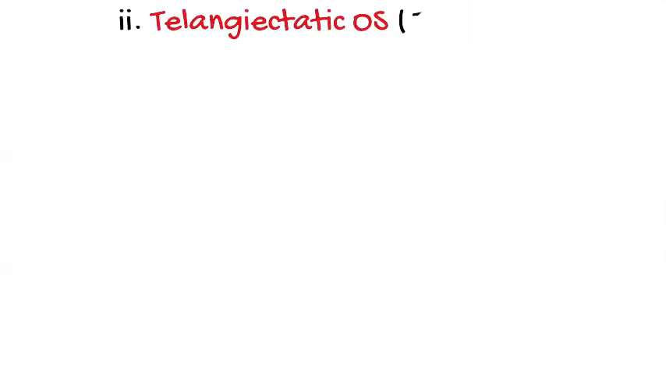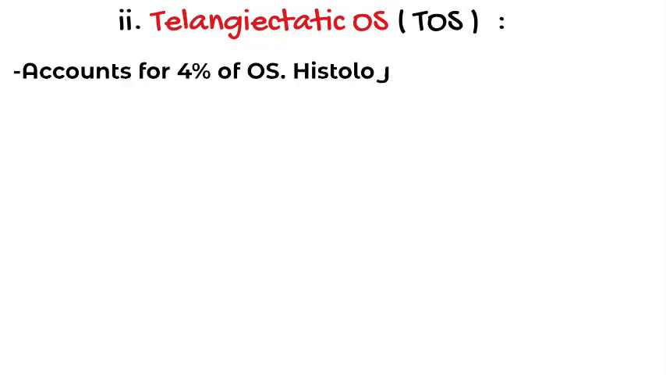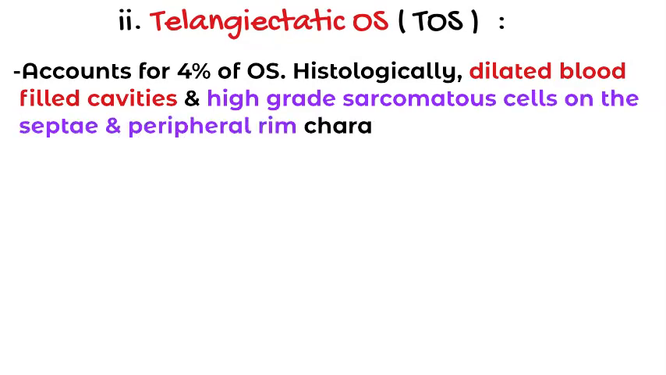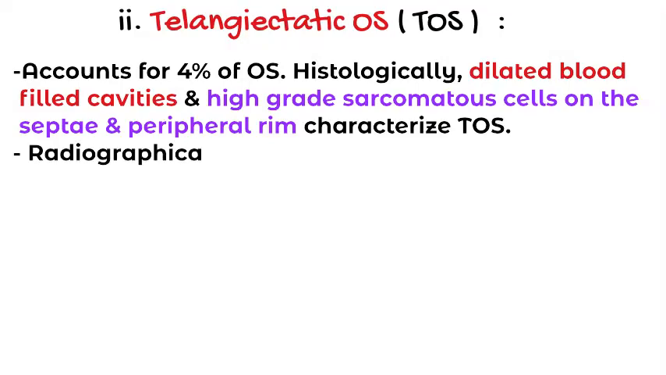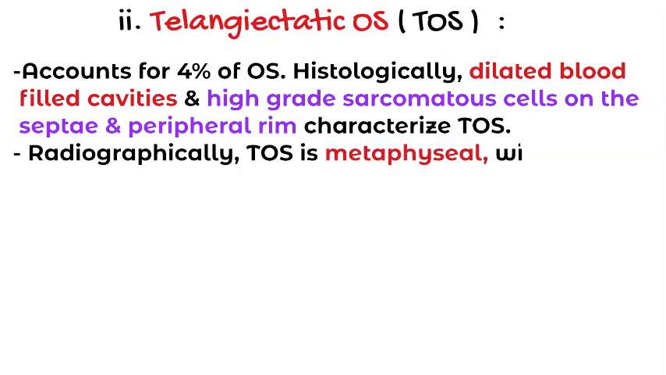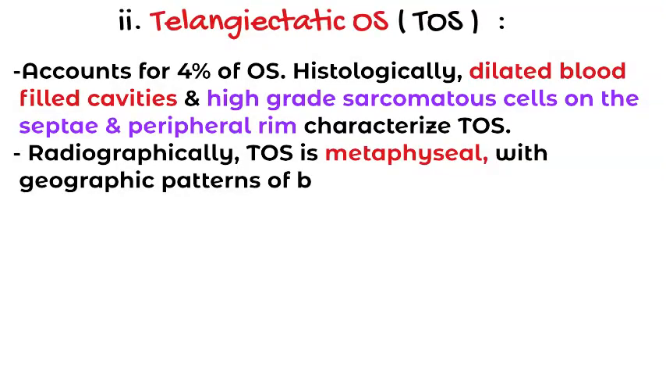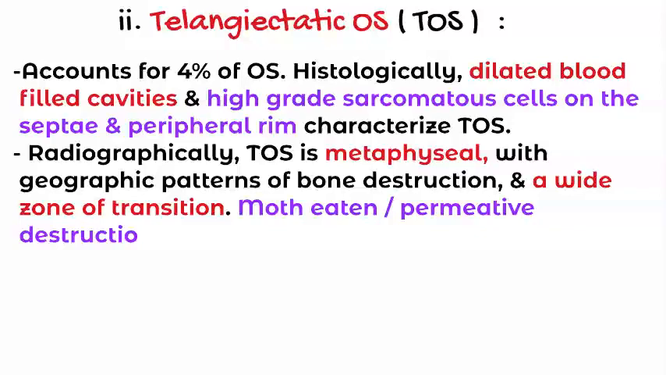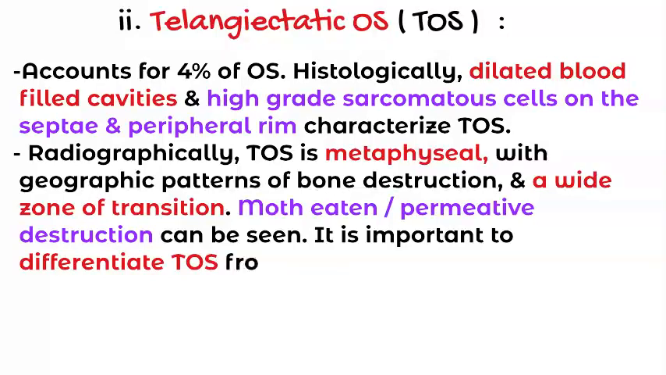Number 2, telangiectatic osteosarcoma, TOS, accounts for 4% of osteosarcoma. Histologically, dilated blood-filled cavities and high-grade sarcomatous cells on the septae and peripheral rim characterize TOS. Radiographically, TOS is metaphyseal with geographic patterns of bone destruction and a wide zone of transition. Moth-eaten or permeative destruction can be seen.